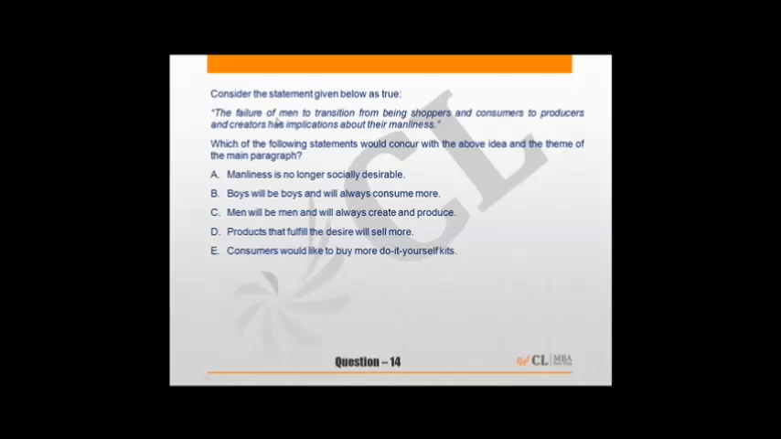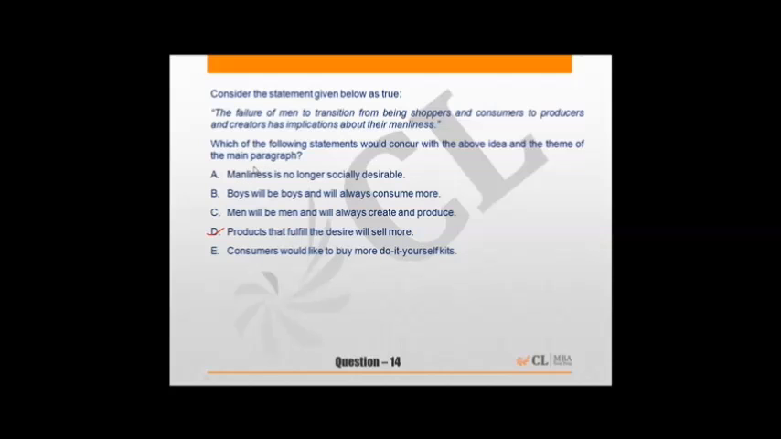Now here in this statement, the statement says that man is unable to transform from an image of being a shopper and consumer to producers and creators. So clearly it speaks something about his manliness. Now we do not know how this statement refers to man's manliness, because the passage makes no reference to it. All that this statement says is that man is unable to transform from a consumer to a producer. Now option D concurs with both the ideas, that whatever fulfills the desire of the man, whether to be a consumer or a producer, will sell more, which also concurs with the main idea. Because if man desires an altered state of whatever man desires, that is, according to him, an altered state of being, he will go for it, and as a result will consume it more. So therefore option D is the answer.